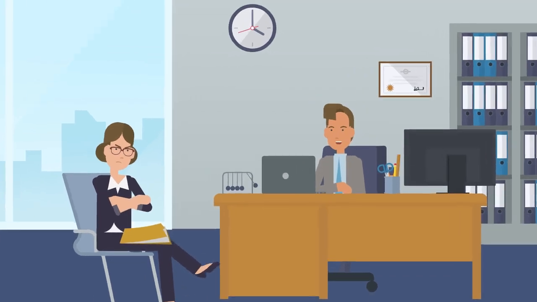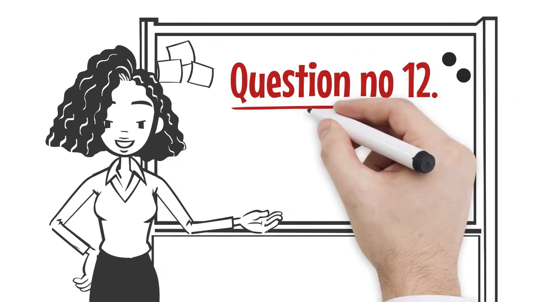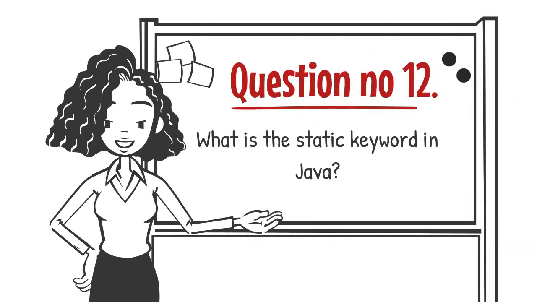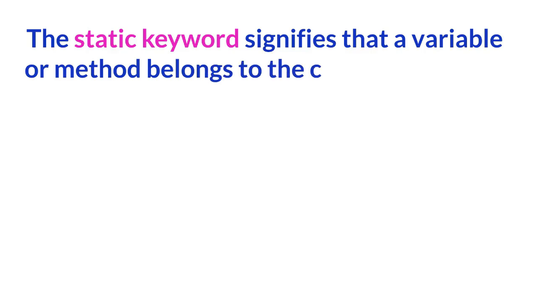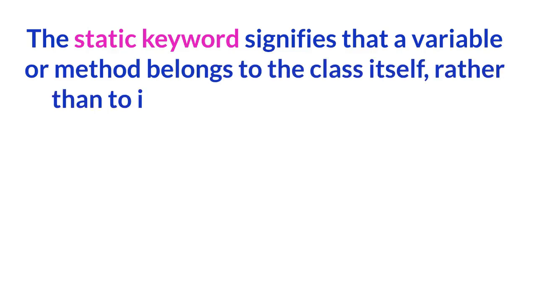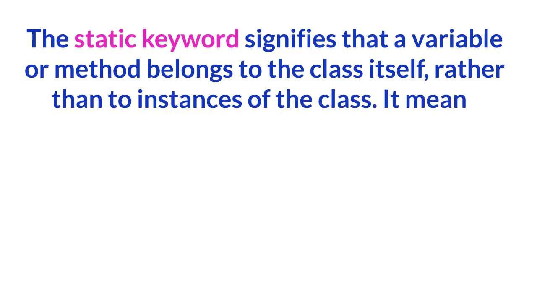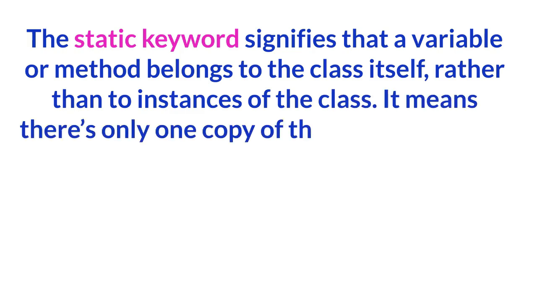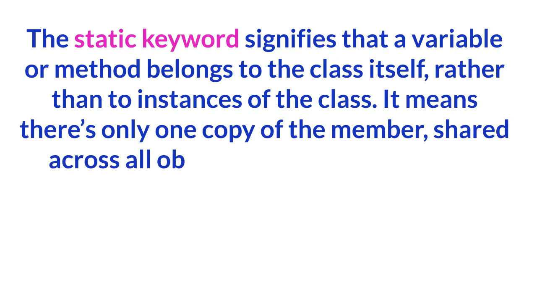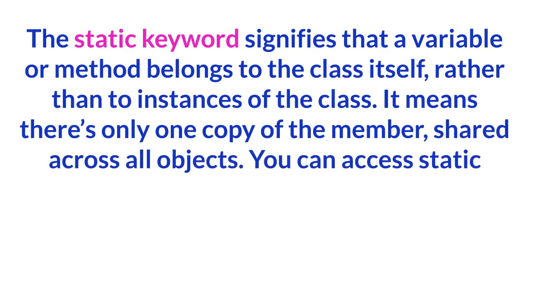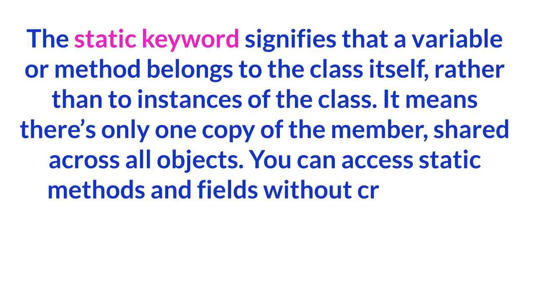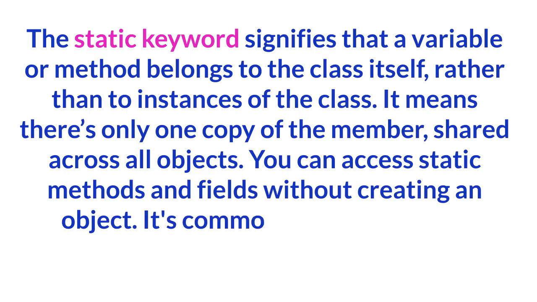Explain static keyword in Java. The static keyword signifies that a variable or method belongs to the class itself, rather than to instances of the class. It means there's only one copy of the member, shared across all objects. You can access static methods and fields without creating an object. It's commonly used for utility functions and constants, e.g., Math.PI.